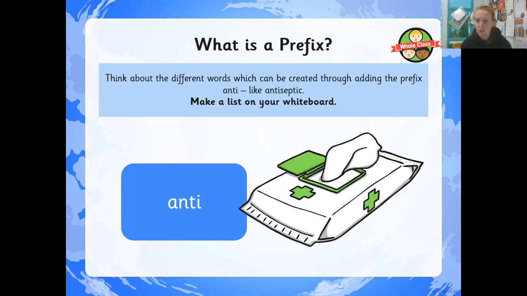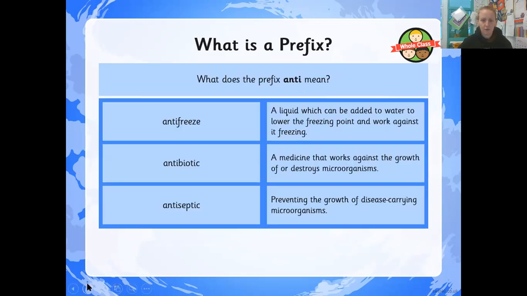Antisocial would mean that you don't enjoy being around people, that you don't like being around people. So anti to me seems like it means not or against. Let's have a look. We've got three here. Oh, look, we've got antifreeze, anti and freeze. Well, we know what freeze means, don't we? But antifreeze is a liquid that if you pour, it stops it from freezing. People have it in their cars.